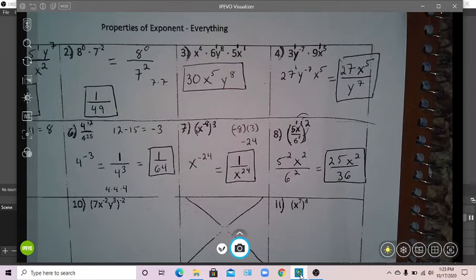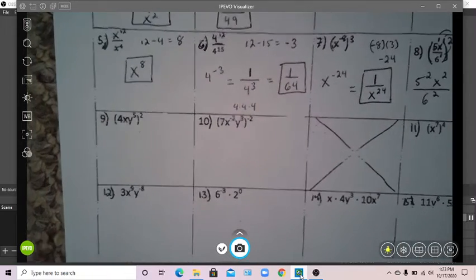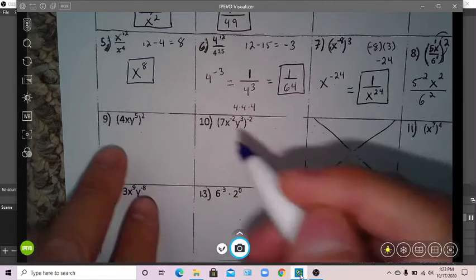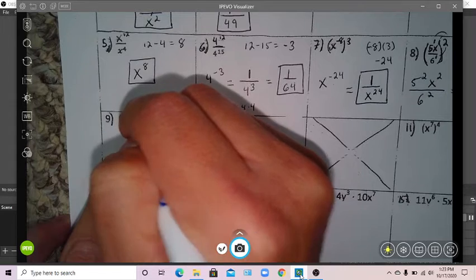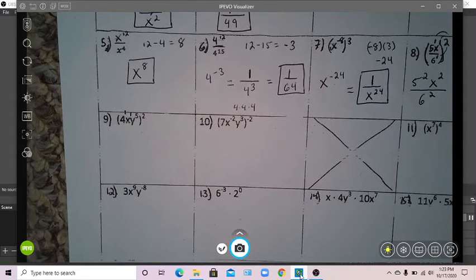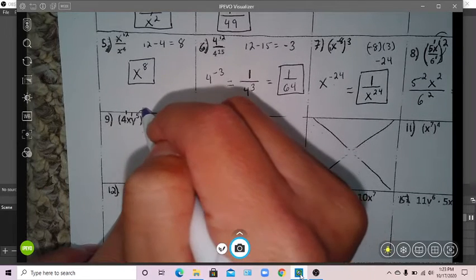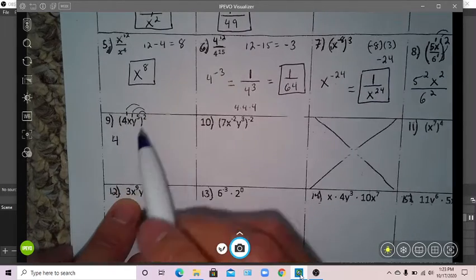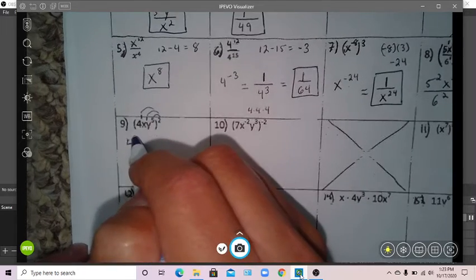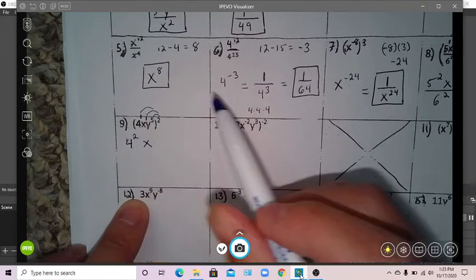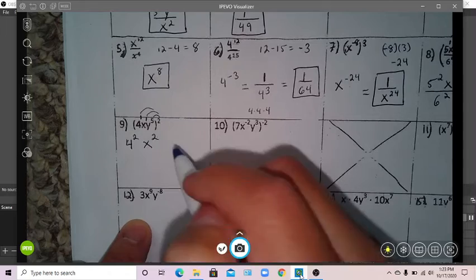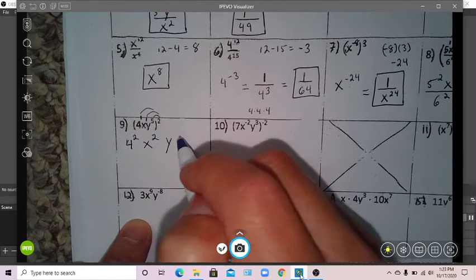Alright, let's do numbers 9 and 10, the last two. For number 9, anything that doesn't have an exponent, let's write an exponent of 1 on it. This 4 has an exponent of 1, and so does this x. The y already has an exponent of 5. So I'm going to multiply the 2 in to all those other exponents. So for the 4, 1 times 2 is 2. For the x, 1 times 2 is 2. And for the y, 5 times 2 is 10.